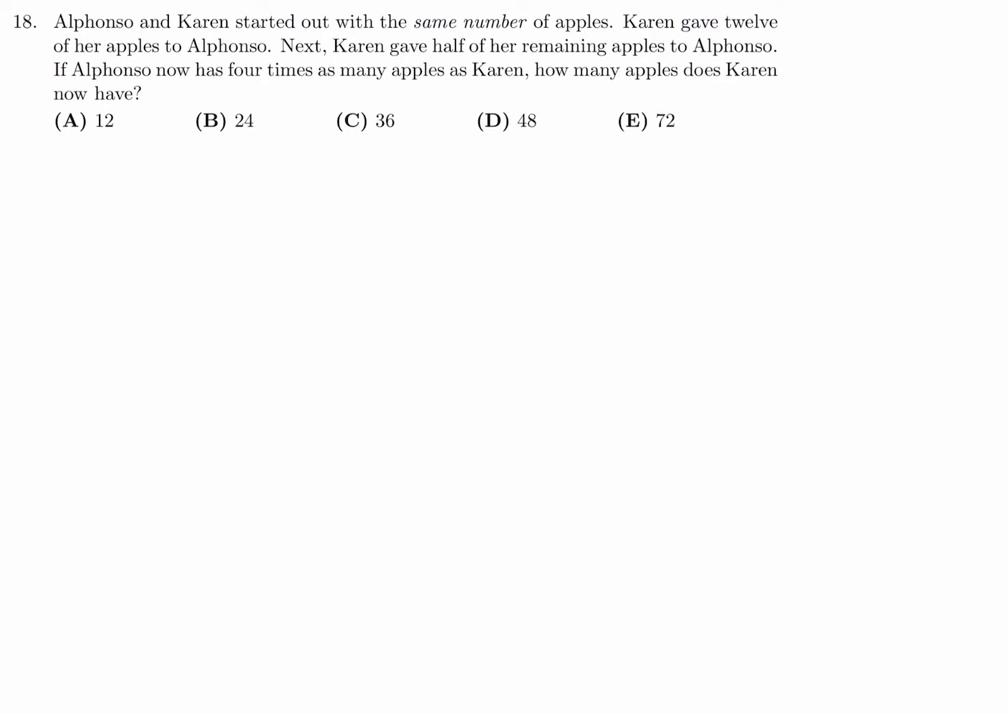Alfonso and Karen started out with the same number of apples. Karen gave 12 of her apples to Alfonso. Next, Karen gave half of her remaining apples to Alfonso. If Alfonso now has 4 times as many apples as Karen, how many apples does Karen now have? So we've got Alfonso and Karen, and initially they had the same number of apples, so I'll let that be x. And initially, the first step is that Karen gives 12 to Alfonso.